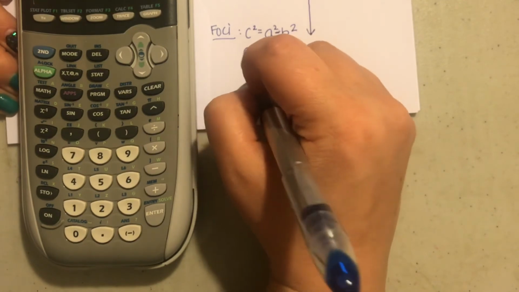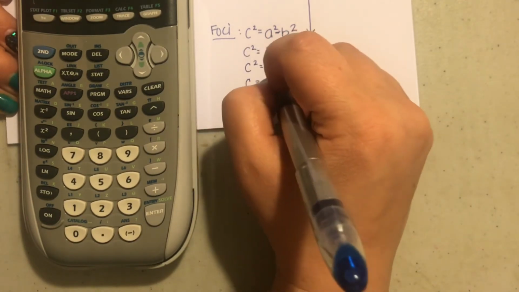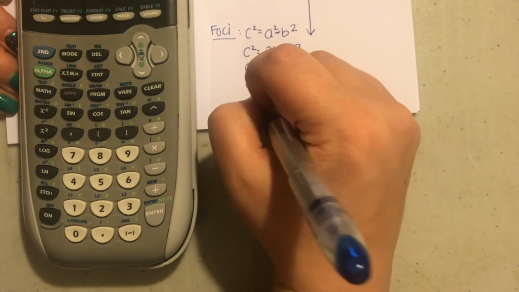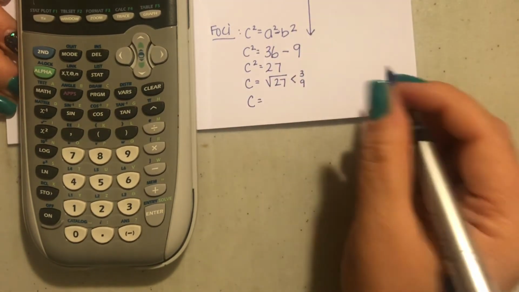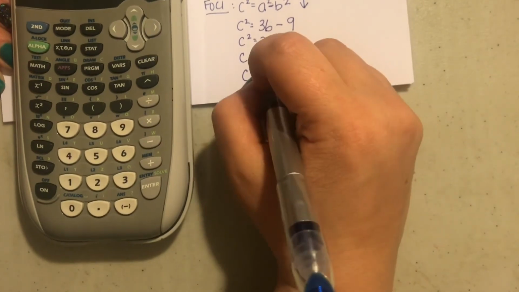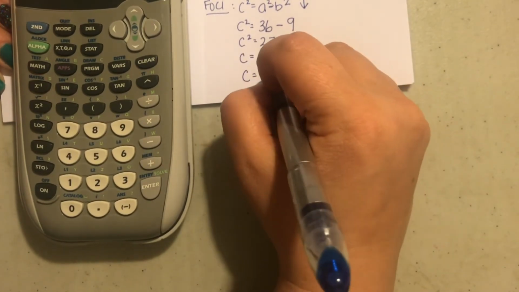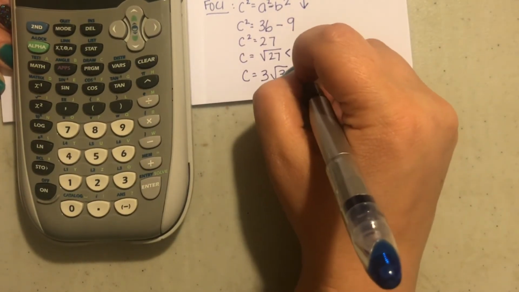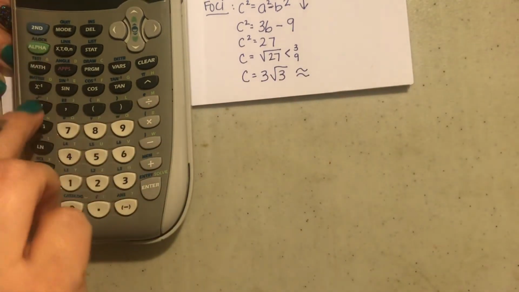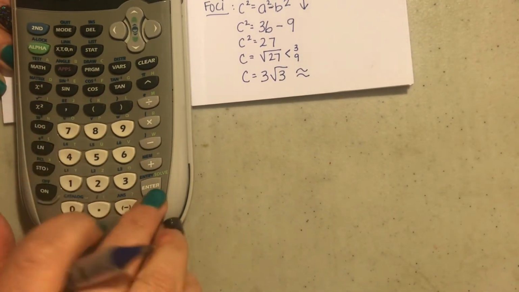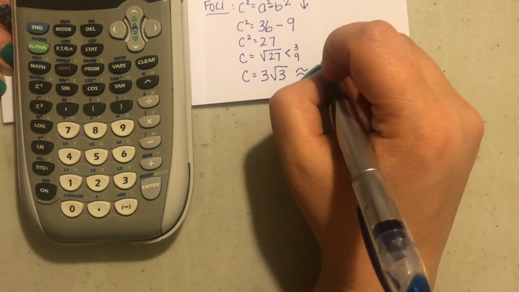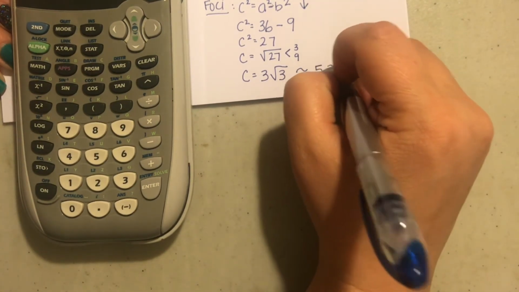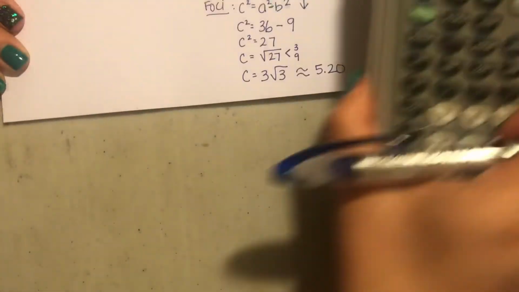And that means c is equal to the square root of 27, which we can clean up because that's 3 times 9, and 9's a perfect square. So we can write this as 3 square root 3, which is approximately 5.20. Again, I'm rounding up.